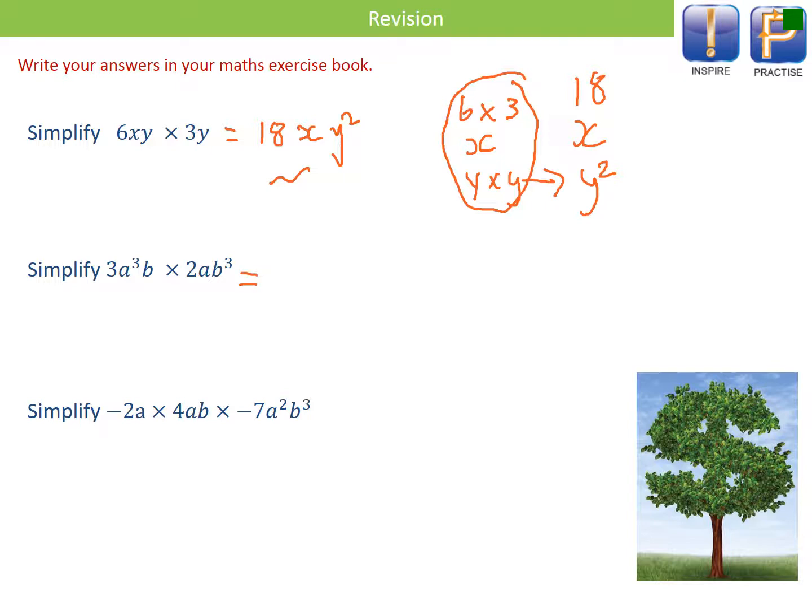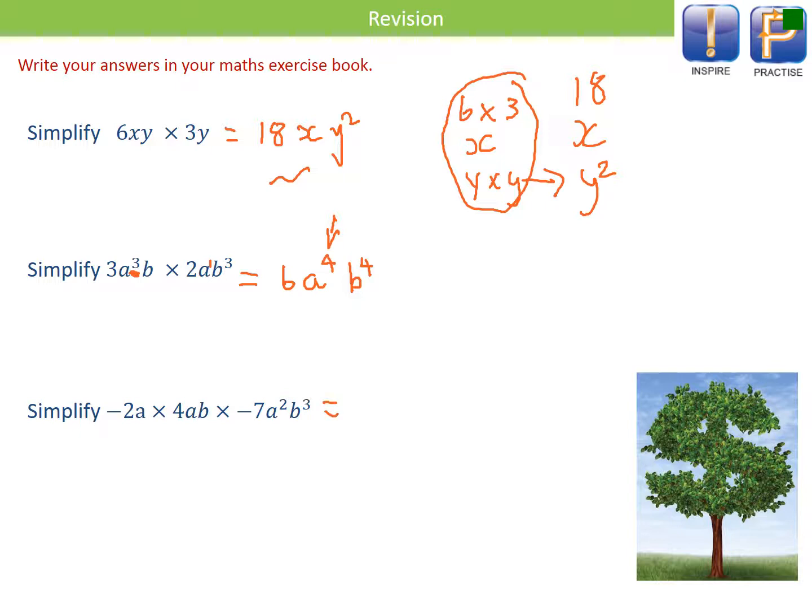All right. Same with this stuff down here. 3 times 2, 6, a to the power of 4, b to the power of 4. How did I get that? Because this is a to the power of 1, a to the power of 3. 3 plus 1 is the 4. And same with the other one.